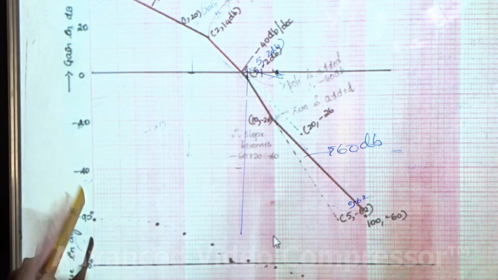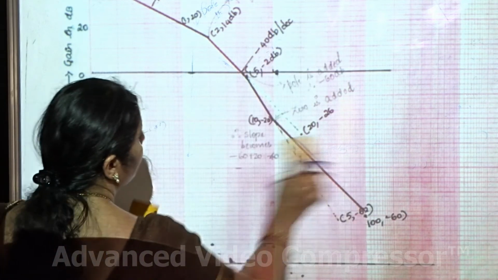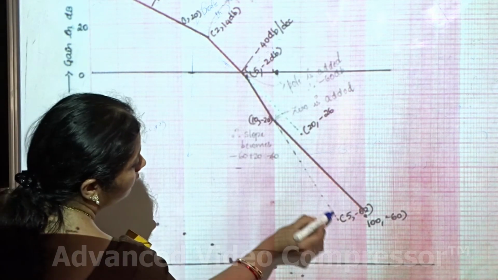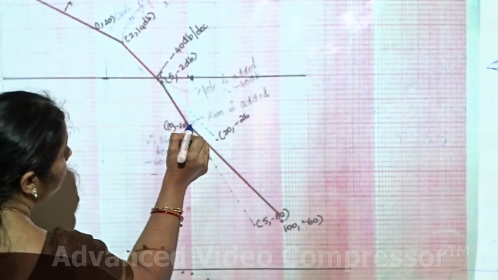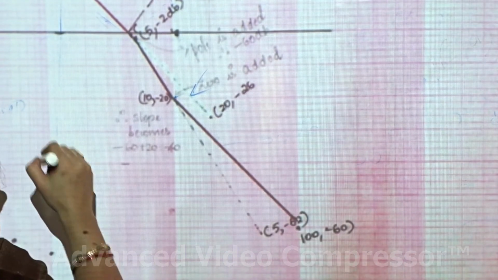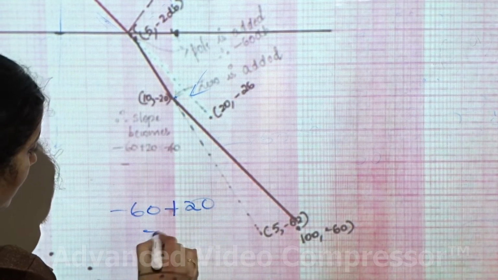At 10 there is a 0 which is getting added. So now the line, see, I have just dotted lines here, or this dark line I have stopped there at 10, because there is a 0 which is getting added here. And at this point the slope changes from minus 60 plus 20, it changes to minus 40.